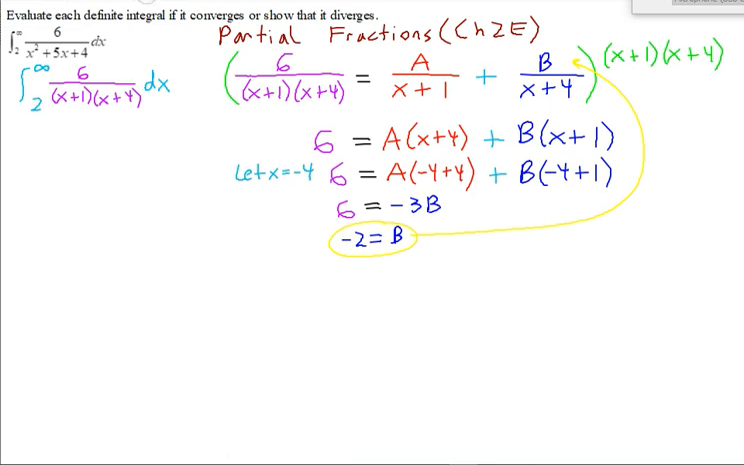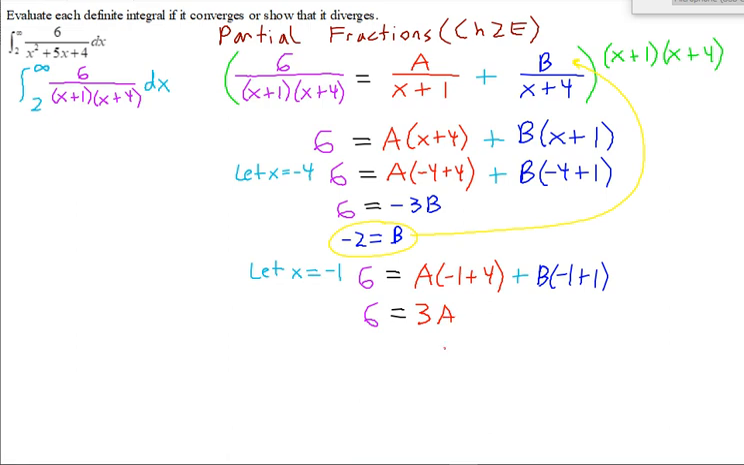And then to solve for a, in a similar fashion, you let x equal -1 to wipe out the b, so we can solve for a. So 6 would equal a times -1 plus 4, plus b times -1 plus 1. This time you can see that 0 wipes out the b's, and we're left with 6 equals -1 plus 4, that's 3a. Then divide by 3, so a is going to equal +2.